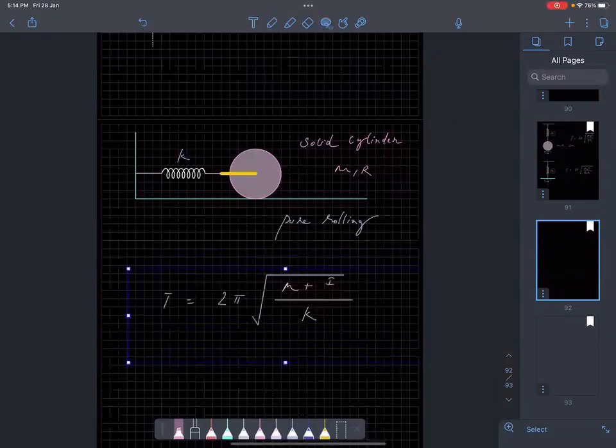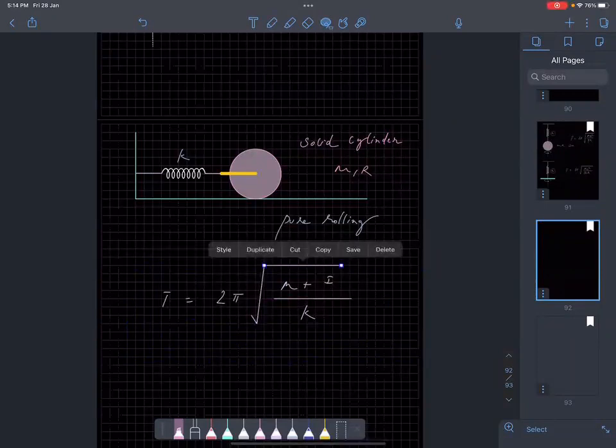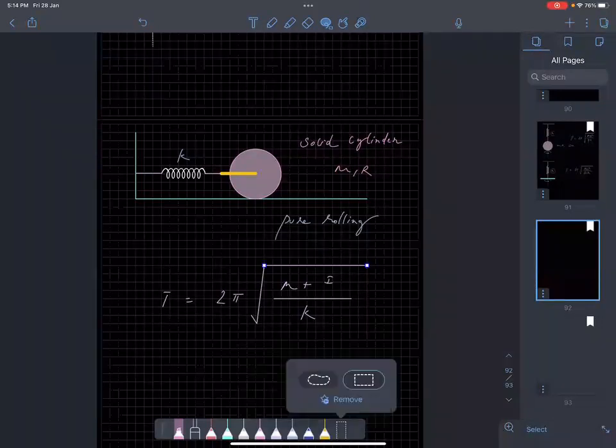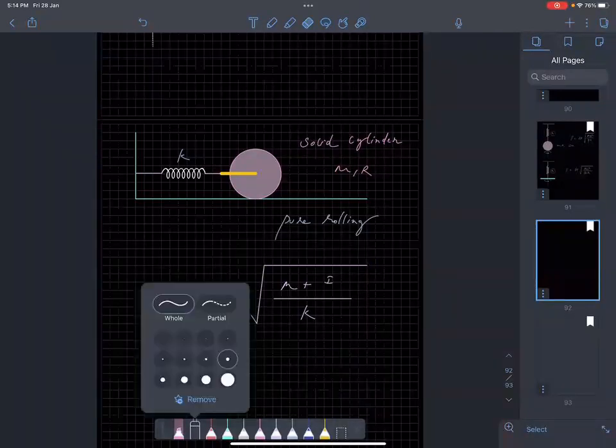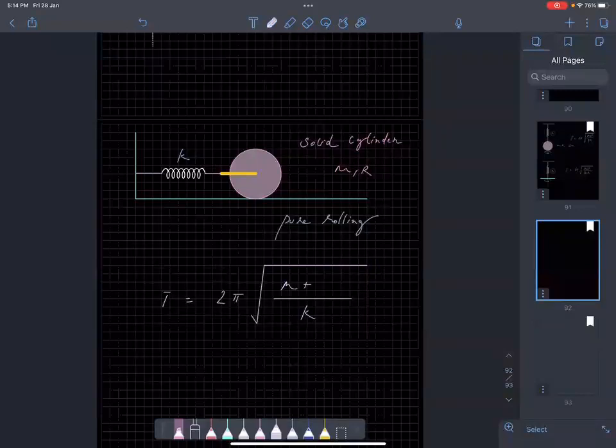M plus I by r square. You know why? Because when you write the two terms, you substitute the condition for pure rolling: omega is equal to v by r. So I by r square will come out as common. You look at that problem once, which you did already. I by R square. Clear? So you substitute here.